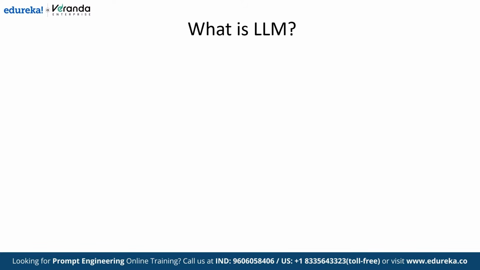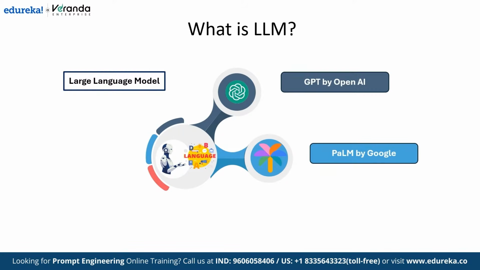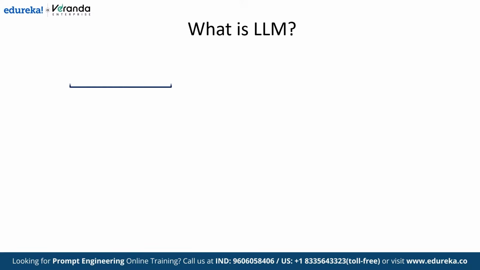So, what exactly are these LLMs and why are they so powerful? An LLM, or large language model, analyzes and understands natural language using machine learning. Examples include OpenAI's GPT, Google's PaLM, and Meta's Llama. These models drive applications such as chatbots, language translation, and more by learning from extensive data to predict and generate text sequences. But before this, there was a very famous term called language model.